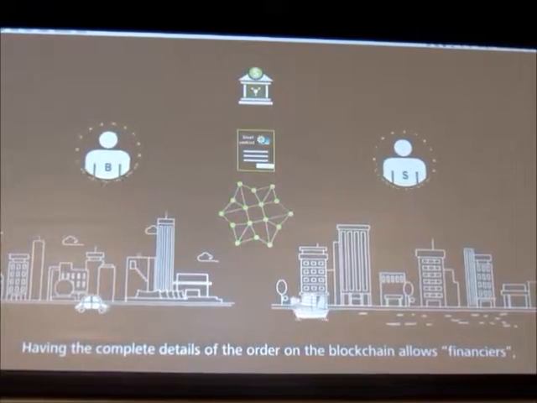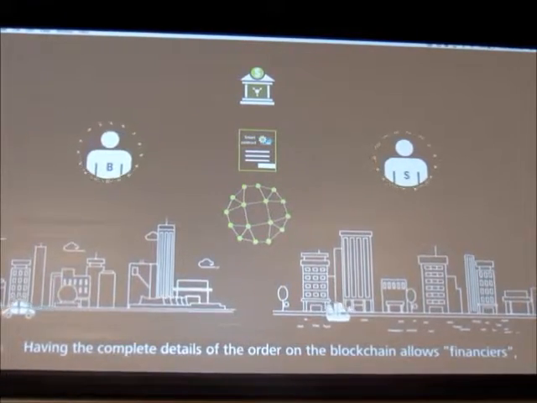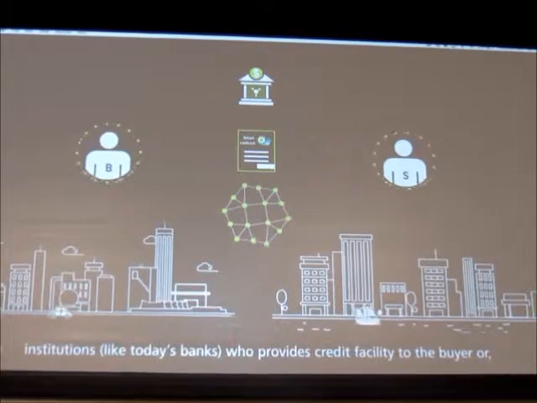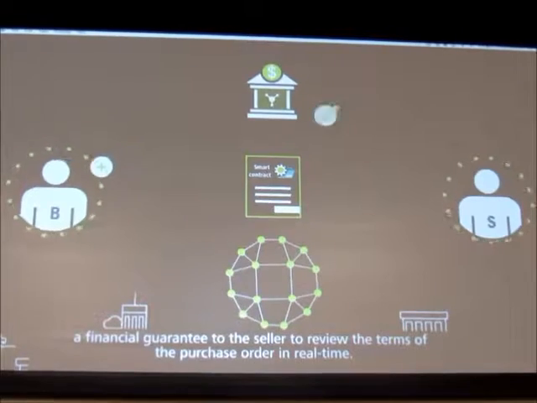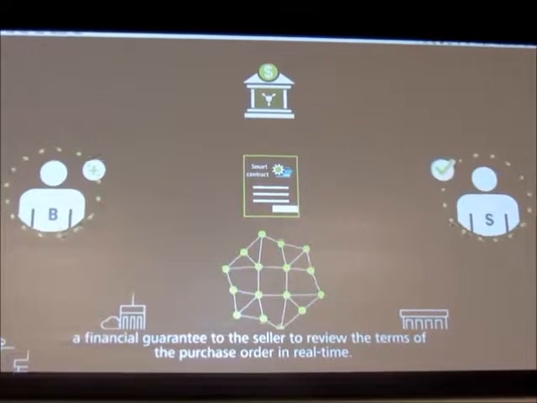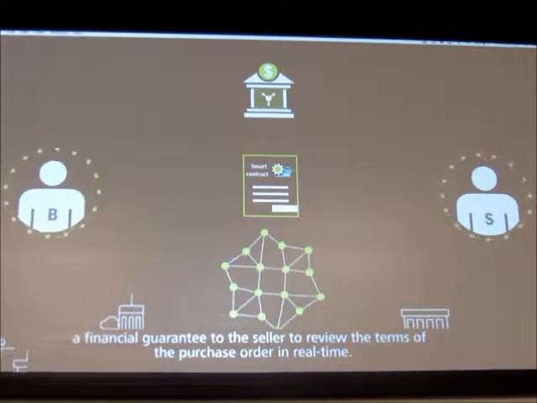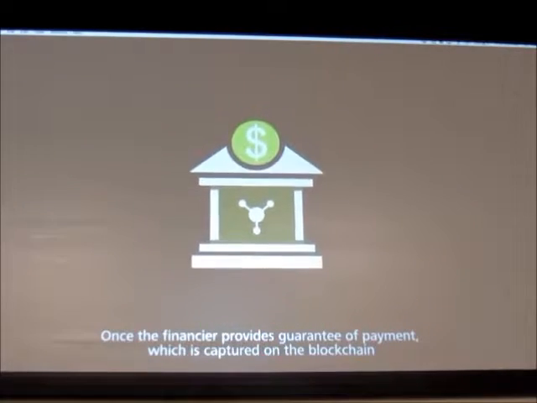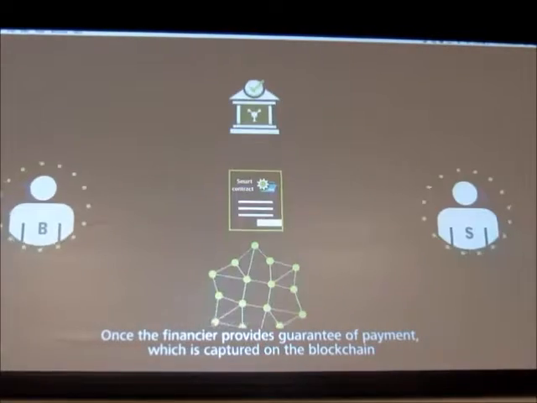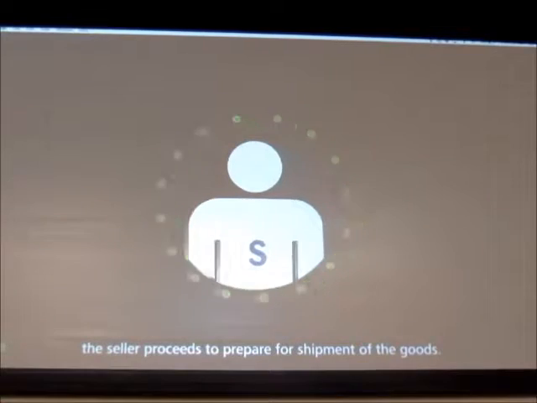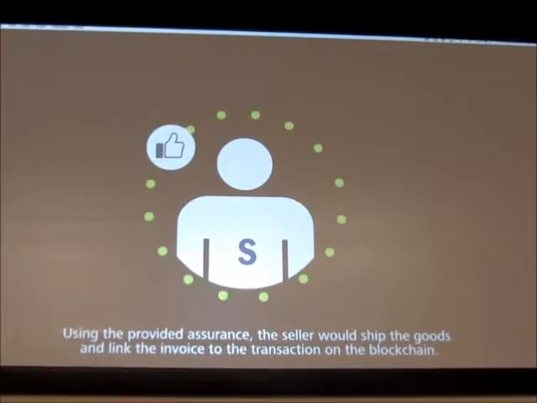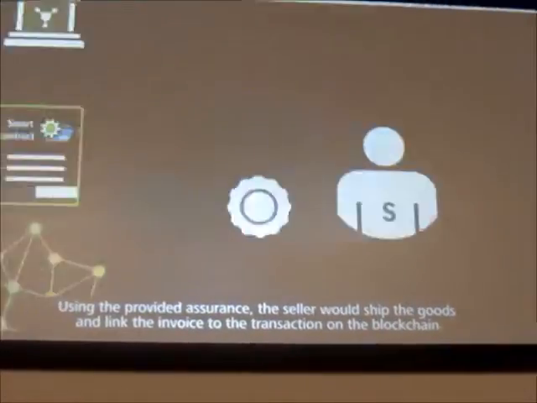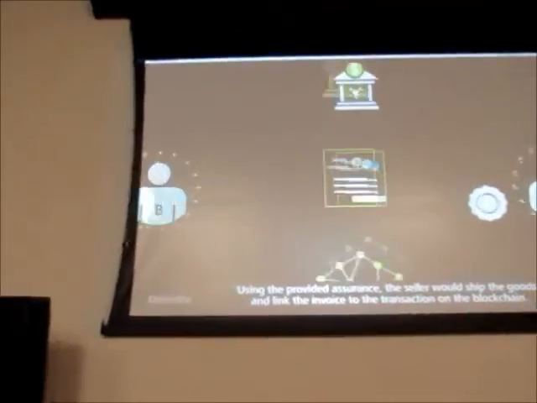Having the complete details of the order on the blockchain allows financiers, institutions like today's banks, who provide a credit facility to the buyer or a financial guarantee to the seller, to review the terms of the purchase order in real time. Once the financier provides guarantee of payment, which is captured on the blockchain, the seller proceeds to prepare for shipment of the goods. Using the provided assurance, the seller would ship the goods and link the invoice to the transaction on the blockchain.